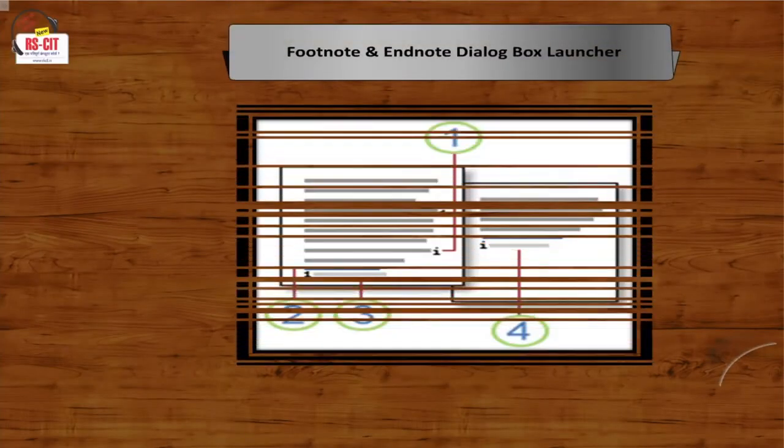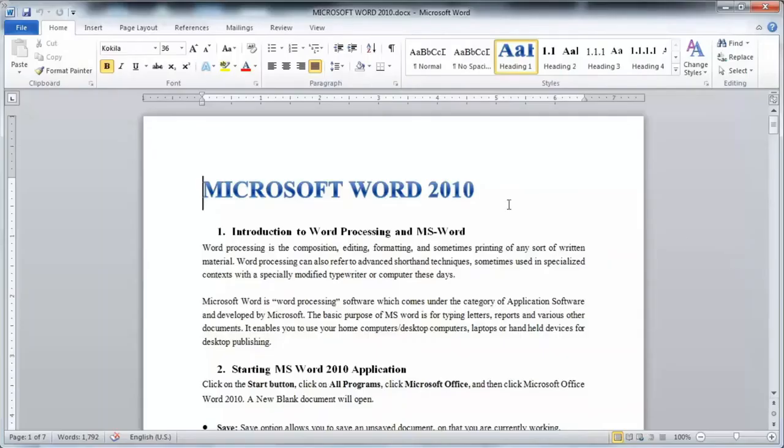Footnote and endnote dialog box launcher. When you add, delete or move notes that are automatically numbered, Word renumbers the footnote and endnote reference marks. Note: If the footnotes in your document are numbered incorrectly, your document may contain tracked changes. Accept the tracked changes so that Word will correctly number the footnotes and endnotes.